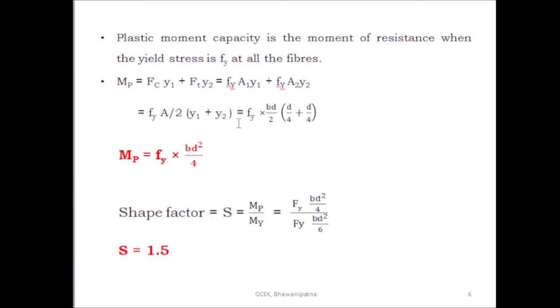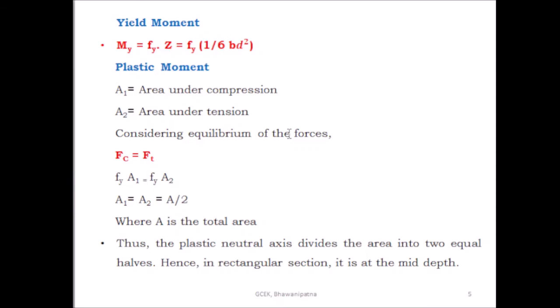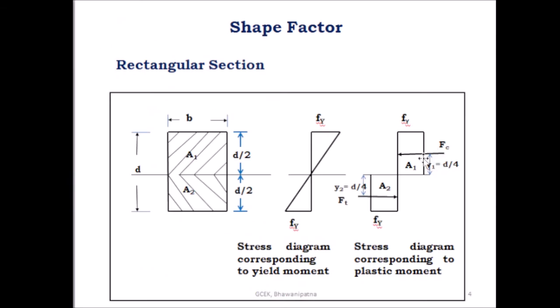here Y1 plus Y2. But we know in a rectangular section the area is equal to BD, so A by 2 is BD by 2, and what is the Y1 distance and what is the Y2 distance? The Y1 distance is D by 4, because this is D by 2. So from the plastic neutral axis to the compressive force, the distance Y1 is equal to D by 4. Here also from the plastic neutral axis to the tensile force, the distance is D by 4, because this total distance is D by 2.